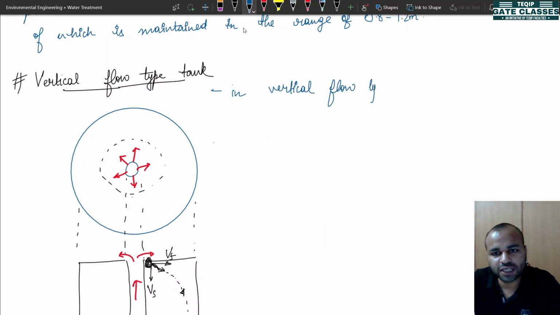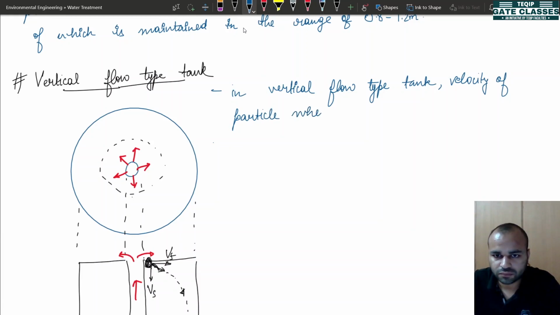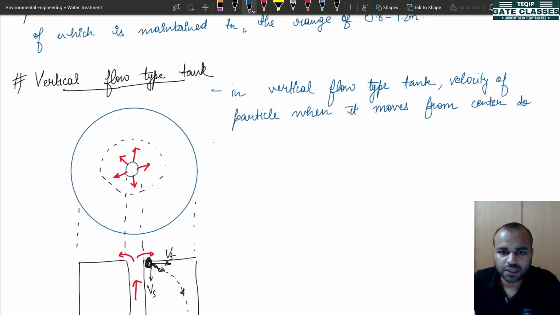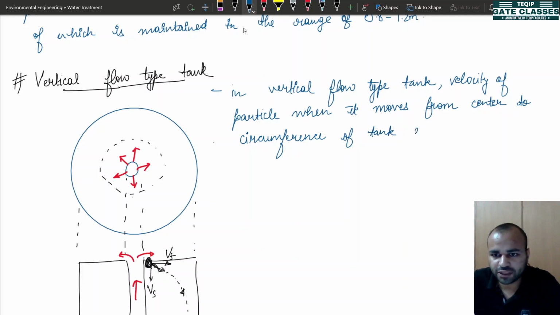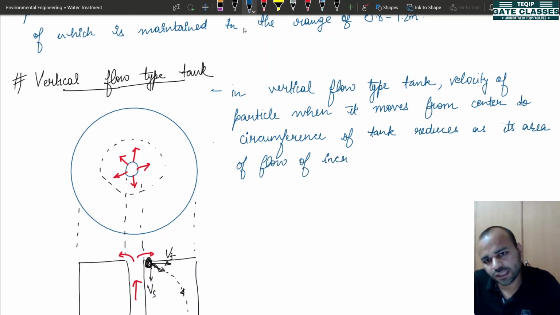In a vertical flow type tank, the velocity of the particle when it moves from the center to the circumference of the tank reduces, as its area of flow increases.